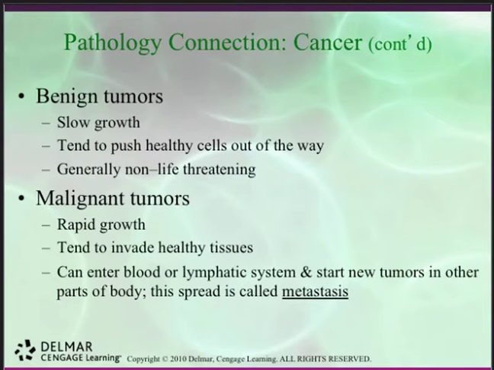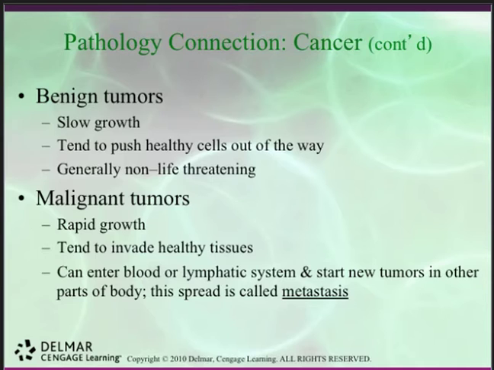A benign tumor usually has slow growth, and it tends to push healthy cells out of the way, but it's not generally life-threatening depending on where it occurs. Benign tumors can be life-threatening if they occur in the brain, for instance, and the mere increase in intracranial pressure as a result of the growing mass can crush neurons, causing them to die and causing you to lose brain function.